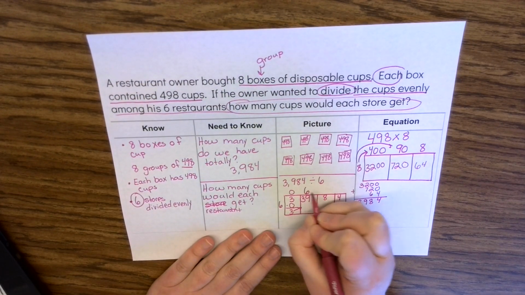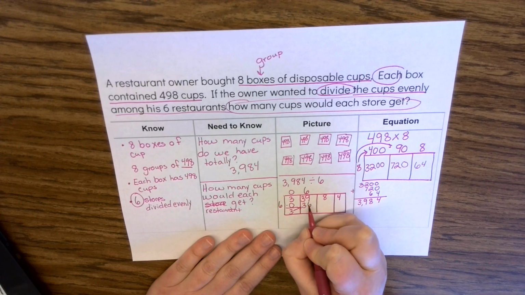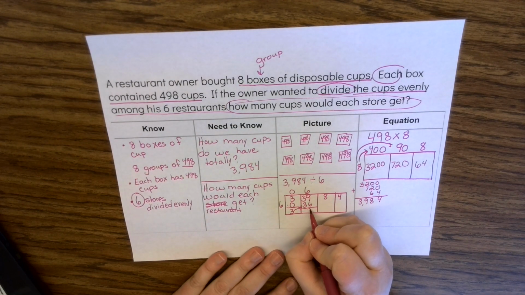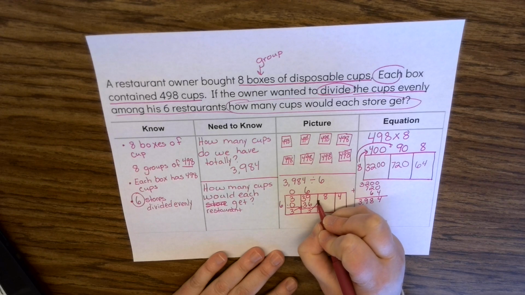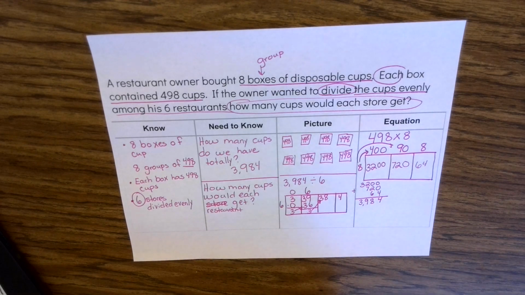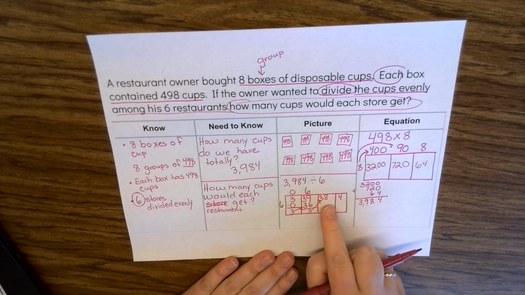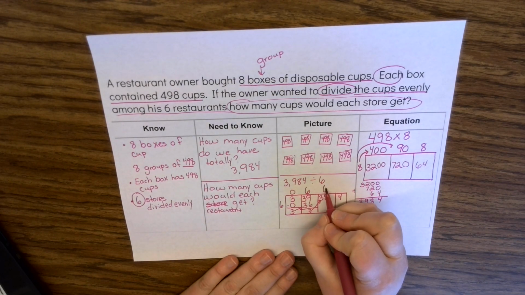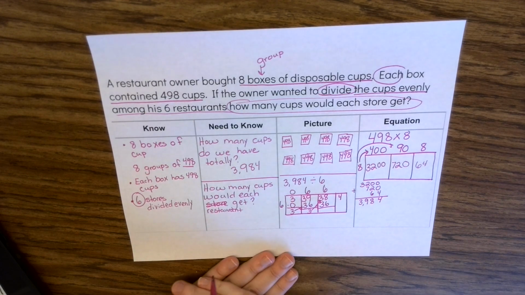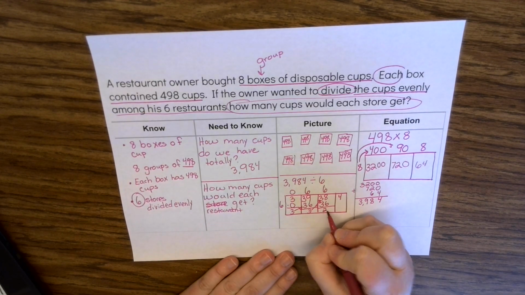I'm going to put 6 up here. 36. 39 minus 36 is 3. Bring that 3 up here and put it in front of the 8. We know that 6 times 7 is 42. That's too high. So another 6. 6 times 6 is 36. 38 minus 36 is 2.